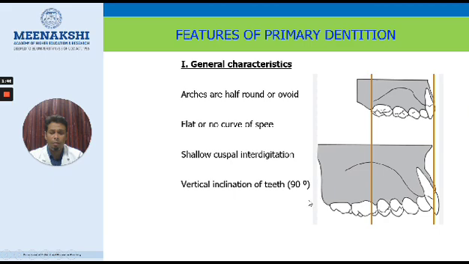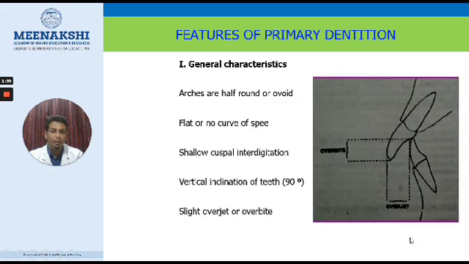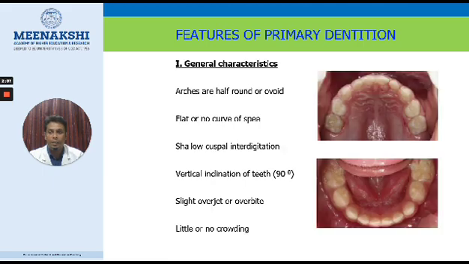The next feature is about the vertical inclination of the teeth. In primary teeth, all the teeth are almost 90 degrees to the basal arch, whereas in permanent teeth, they are slightly inclined. And there is slight overjet or overbite in primary dentition. That is another feature of primary dentition, and there is little or no crowding when seen in the primary dentition. If crowding is present, then it is abnormal.